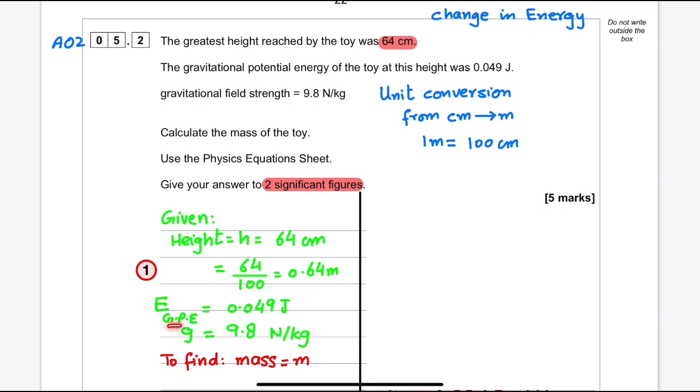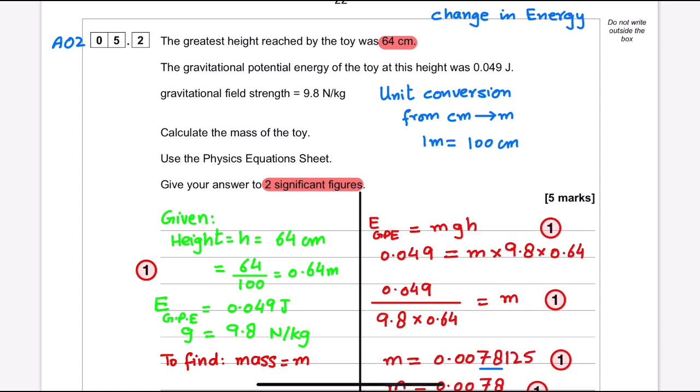The gravitational potential energy value is given, that is 0.049 joules, where the value of g is given here, 9.8 newton per kilogram, and we need to find the mass of the toy. So we are given gravitational potential energy, so we need to use the formula for gravitational potential energy. Let's see the model answer. We know that gravitational potential energy is equal to mgh, mass of the object times the gravitational field strength times the height covered in the air.